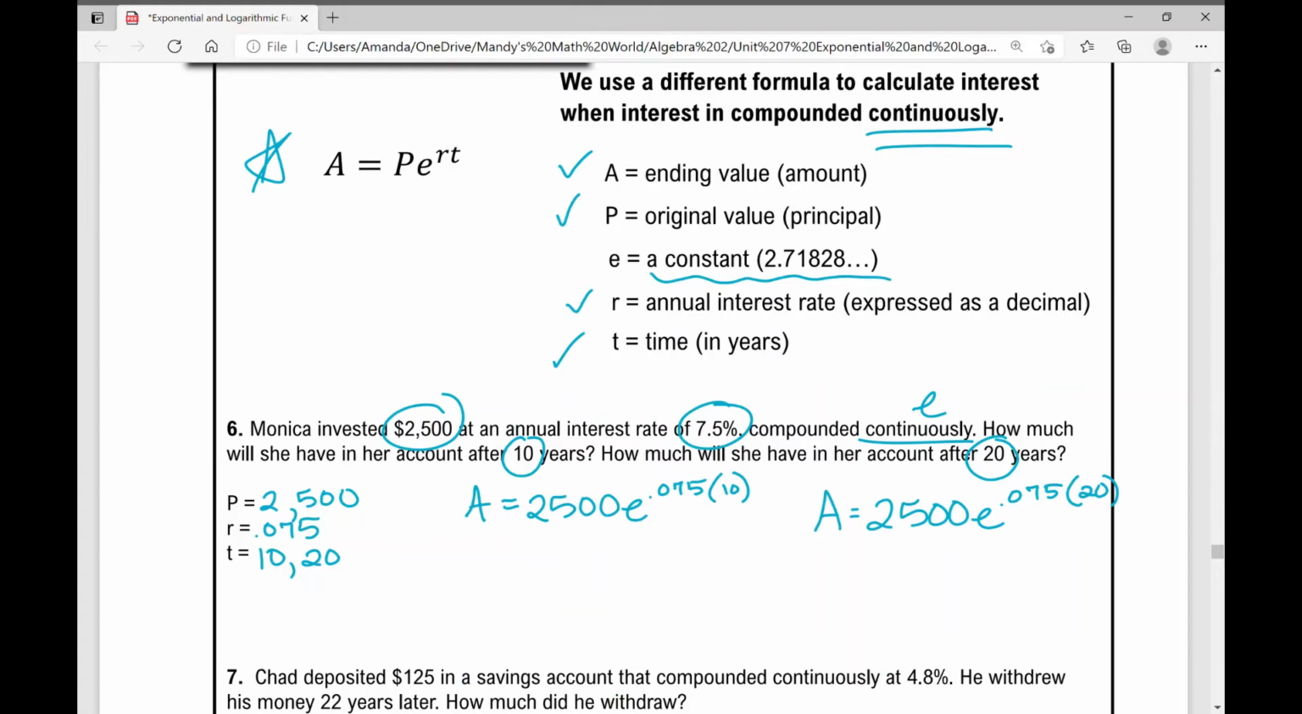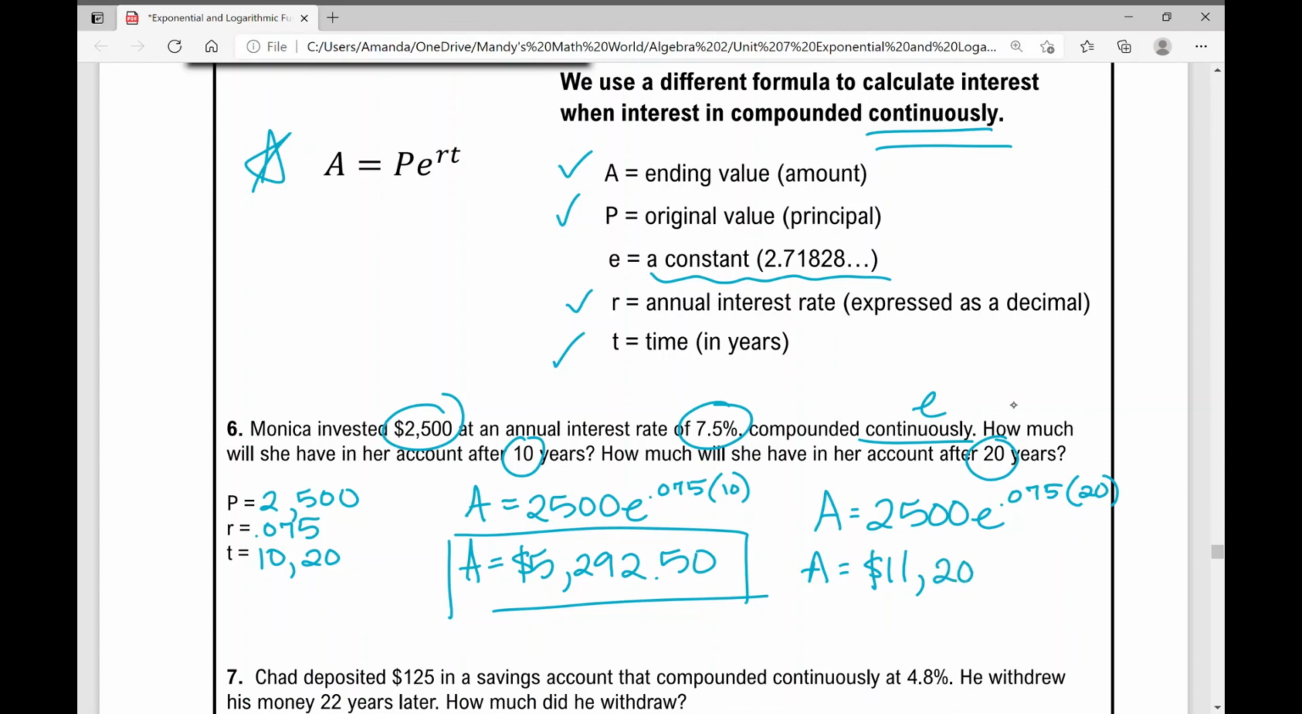For the account after 10 years, it's going to have $5,292.50. And after 20 years, it's going to have $11,204.22. Let's move on to the very last problem.